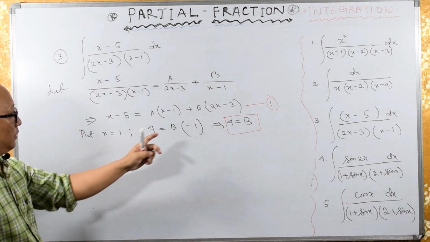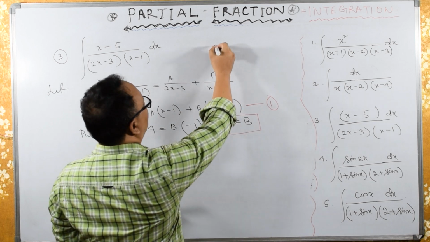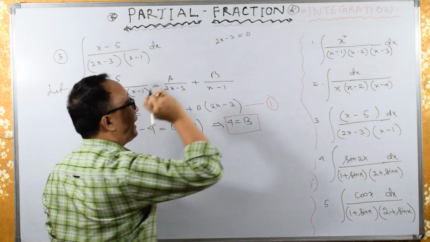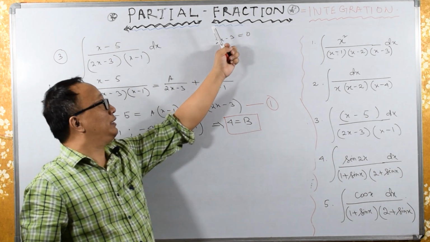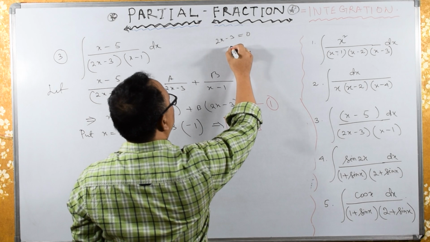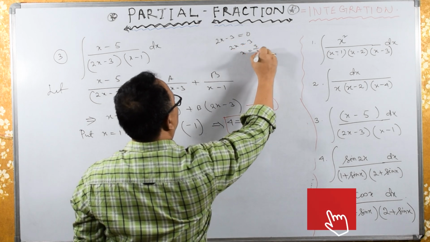Now look here, you have 2x minus 3. What will be the value of x if you substitute and get 0? Now 2x equals 3, then x equals 3 by 2.